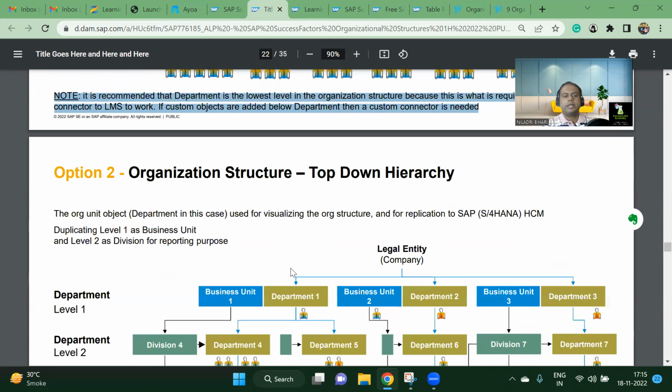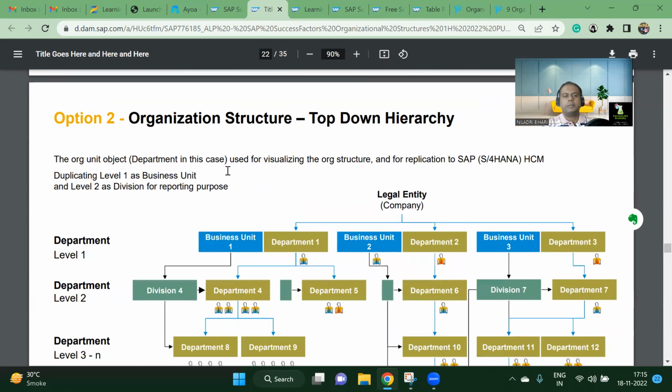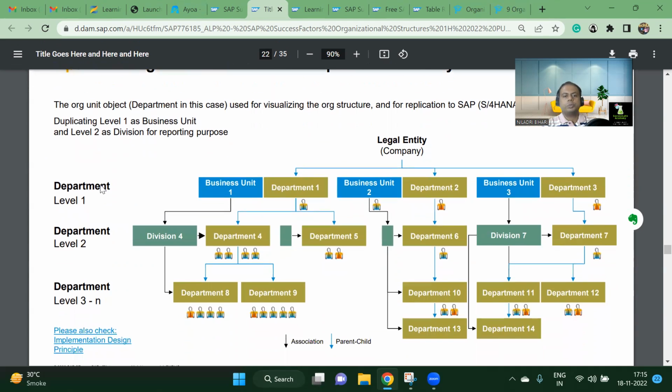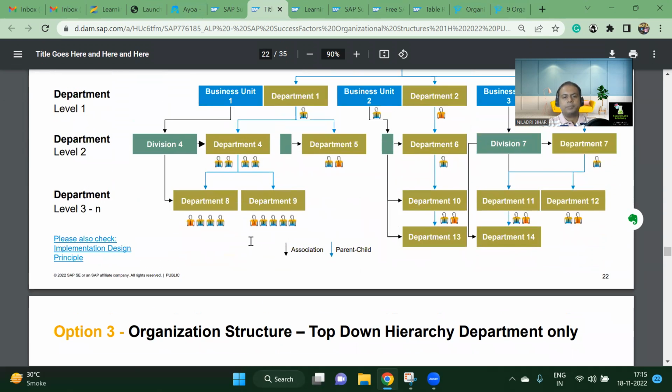Now the next one can be the top-down hierarchy. Here, the org unit object, department in this case, is used for visualizing our structure and for replication to SAP S/4HANA HCM. They are also duplicating level 1 as a business unit, and level 2 as division, from a reporting point of view. Again, they are duplicating the department. If you can see here, below the legal entity we have business unit, then department 1, department 2, department 3, and inside that we have the entire structure, right?